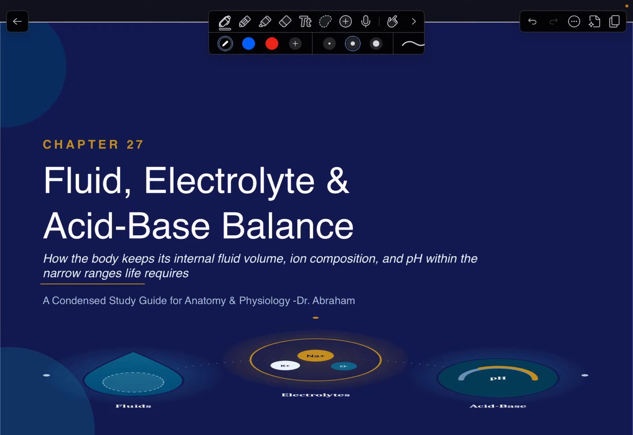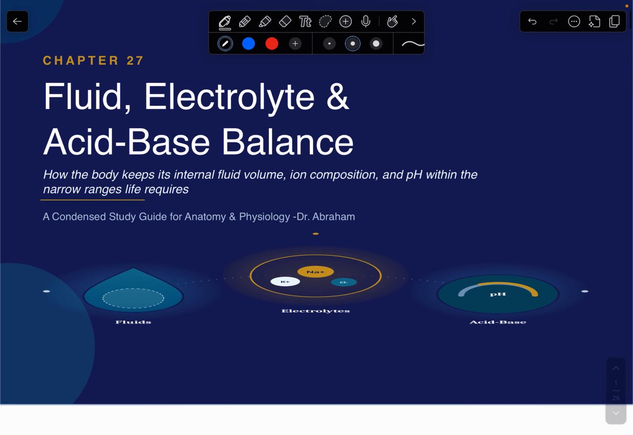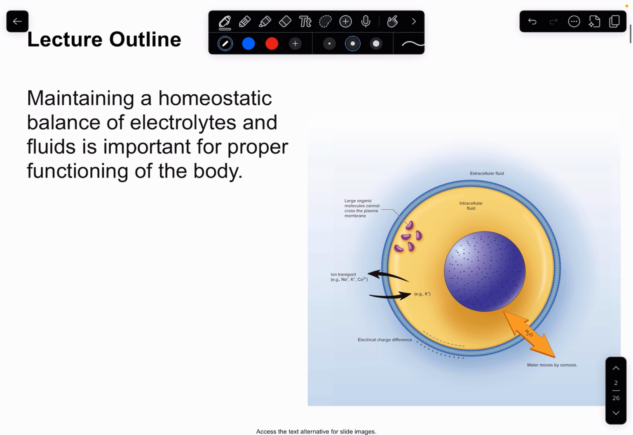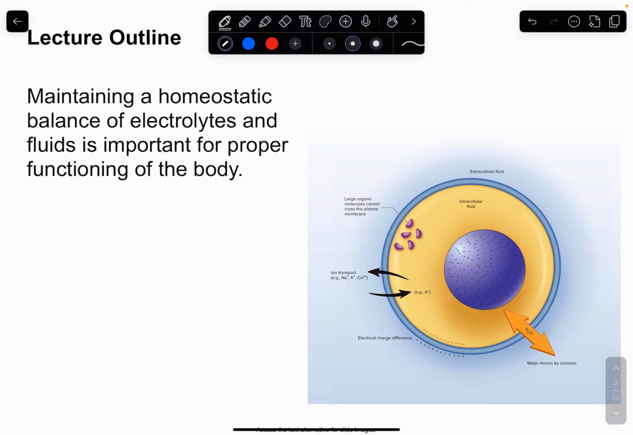Today we will discuss fluid and electrolyte balance. I will separate acid-base balance into a different presentation because it is a large topic involving buffers, lungs, kidneys, etc. So we are focusing on fluid and electrolyte balance, which is essential for homeostasis.